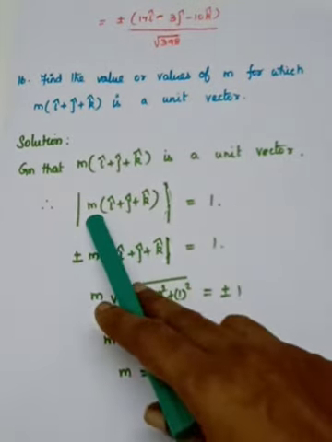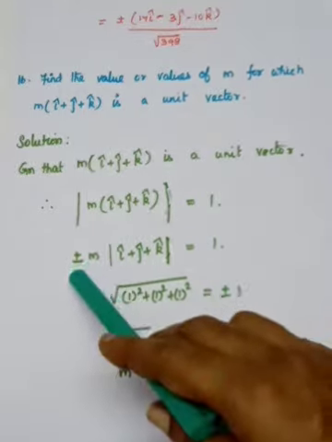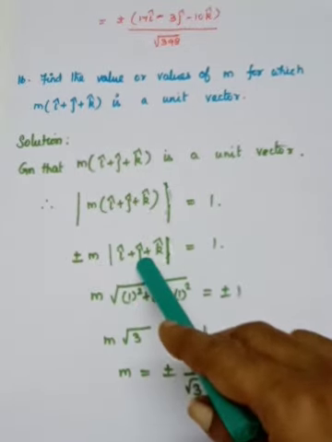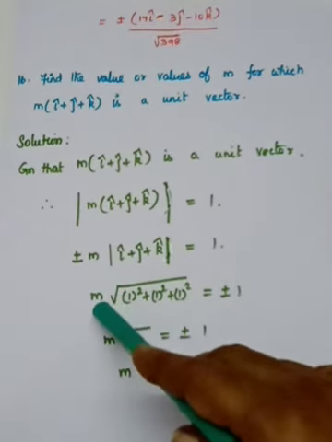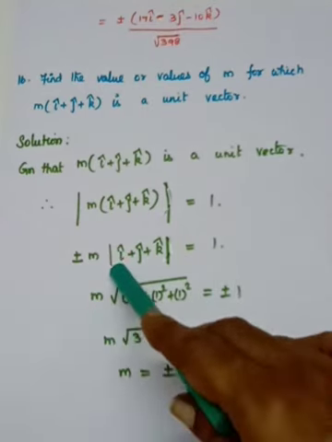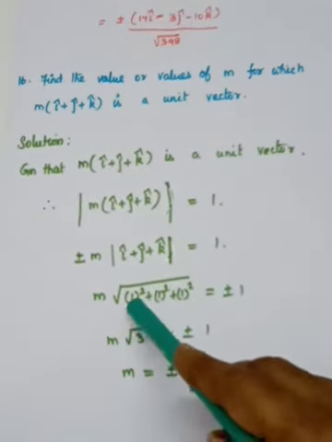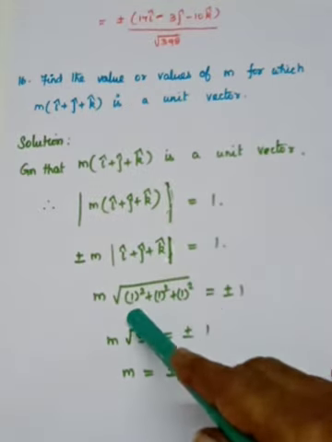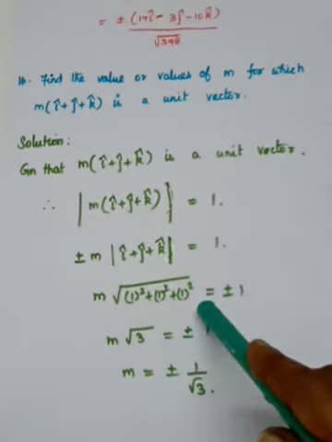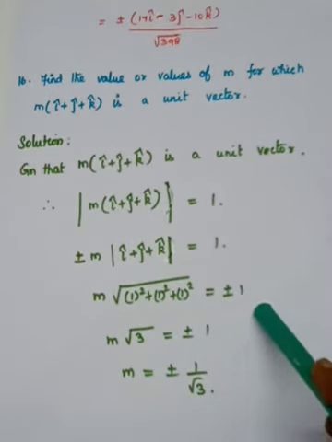Here m is a scalar. It is written within the modulus. When you take it out, it may be plus or minus. So plus or minus m, and you take the modulus of this vector is equal to 1. How to find the magnitude of this vector? It's the square root of x squared plus y squared plus z squared. Everything is 1. So 1 squared plus 1 squared plus 1 squared, on this side plus or minus m, and when you take it to this side, here also plus or minus 1.